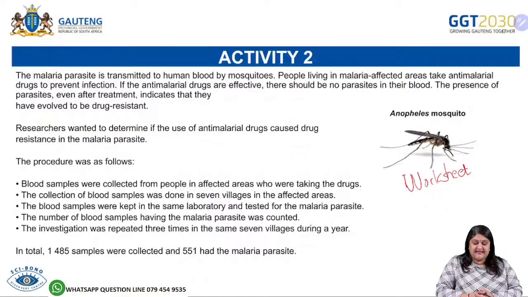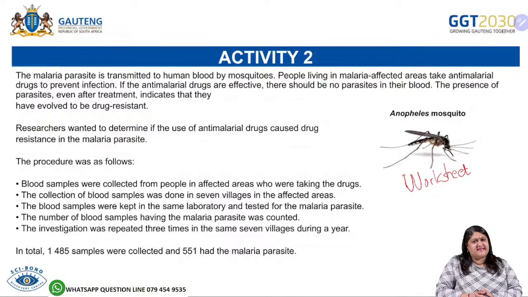Blood samples were collected from people in affected areas who were taking the drugs. The collection of blood samples was done in 7 villages in the affected areas. The blood samples were kept in the same laboratory and tested for the malaria parasite. The number of blood samples having the malaria parasite was counted. The investigation was repeated 3 times in the same 7 villages during a year. In total, 1,485 samples were collected and 551 had the malaria parasite.